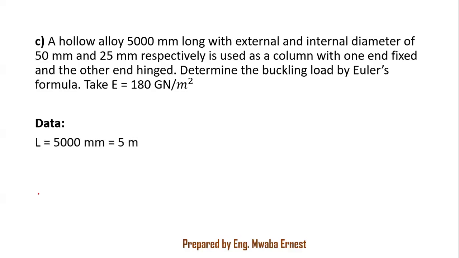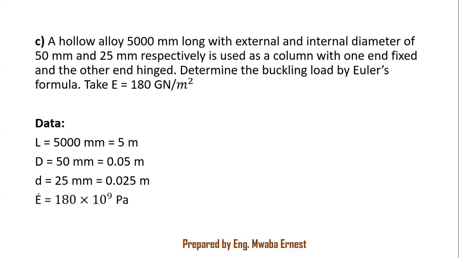Our length is 5,000 millimeters, which is 5 meters. Diameter is 50 millimeters. When you divide that by 1,000, you get 0.05. Then the small diameter, the internal diameter, is 25, meaning 0.025. Then we have Young's modulus. The giga represents 10 power 9. So we're saying 180 times 10 power 9.